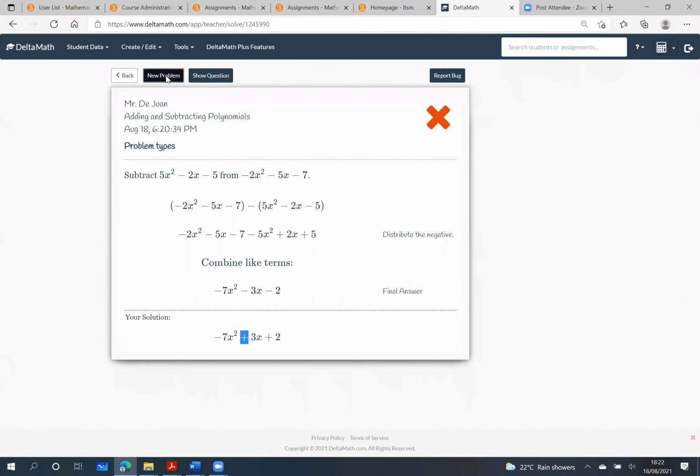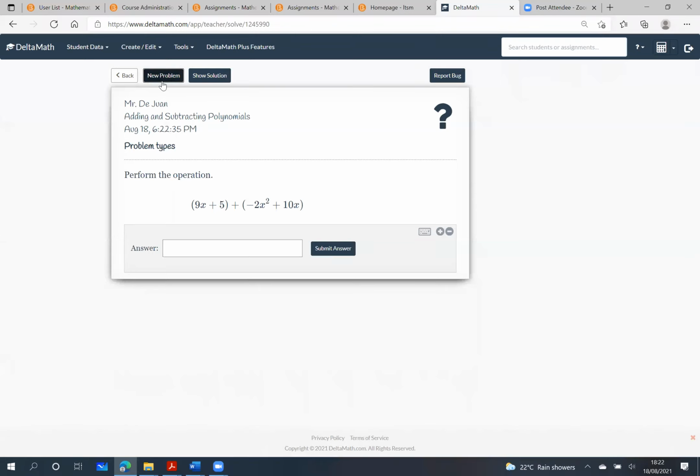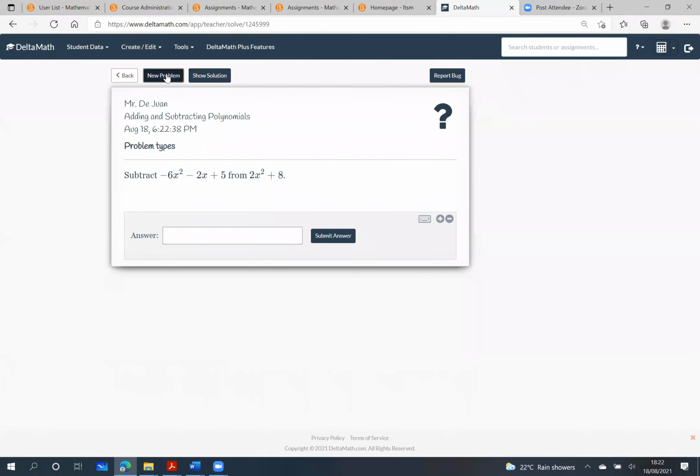One more question, just to make sure that we understand this one well. We're going to do one more subtraction because those are the trickier ones. All right. Last one right here of a subtraction. We have, remember, second term from the first. So we have 2x squared plus 8 minus negative 6x squared minus 2x plus 5.